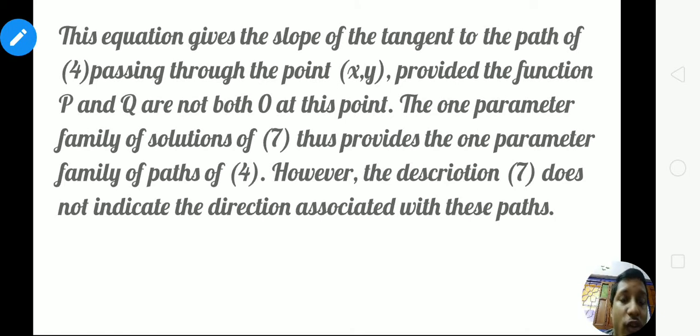Notice, this equation gives the slope of the tangent to the path of equation 4 passing through the point (x, y), provided the functions P and Q are not both 0 at this point. The one parameter family of solutions of 7 thus provides the one parameter family of paths of equation 4. However, the equation 7 does not indicate the direction associated with these paths.